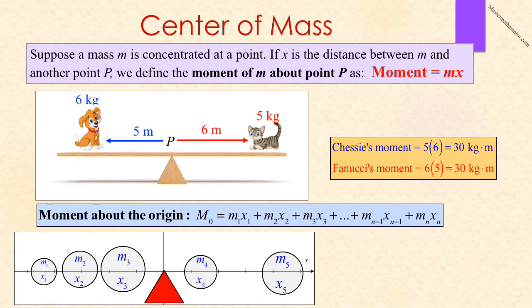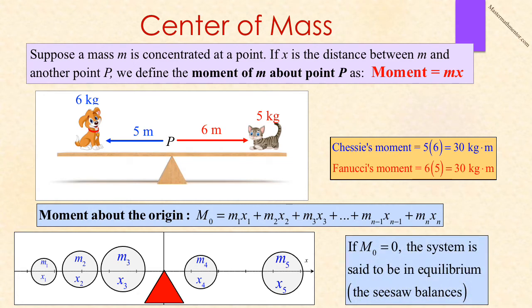We define the moment about the origin, M sub 0, which is m sub 1 x sub 1 plus m sub 2 x sub 2 plus m sub 3 x sub 3 plus dot dot dot plus m sub n minus 1 x sub n minus 1 plus m sub n x sub n. In this equation, the x sub i values are positive to the right of the origin and negative to the left of the origin.